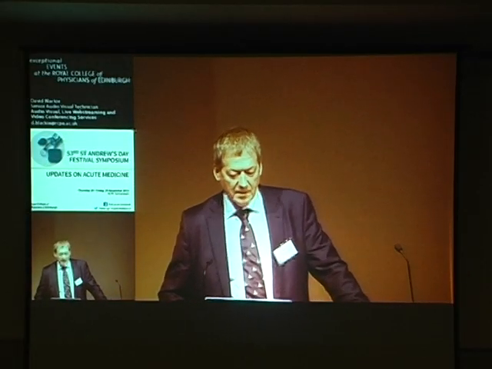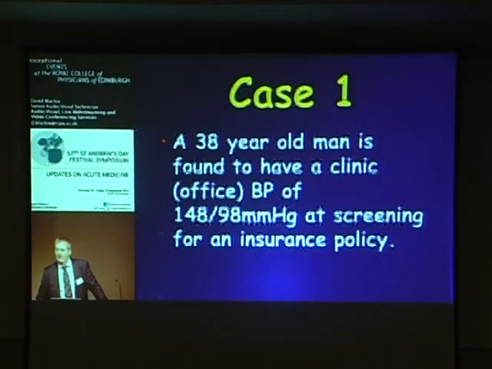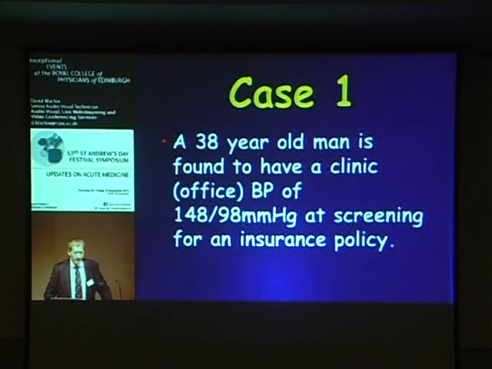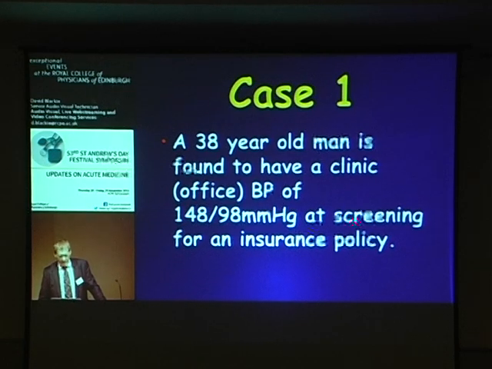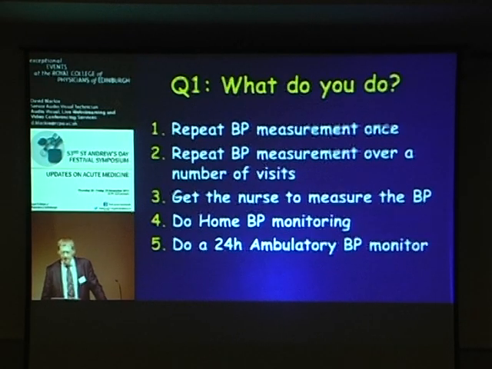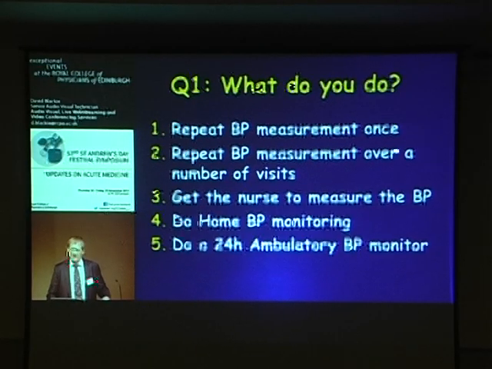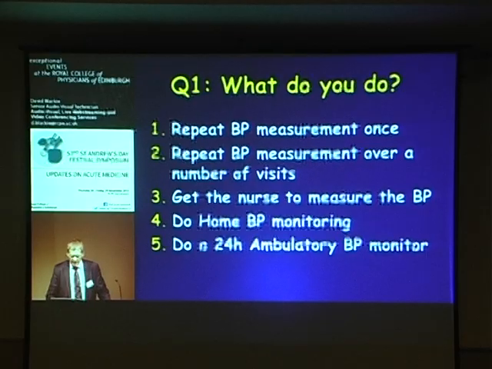I'm actually going to start with the quite mundane. I'll probably move on to the sublime and ridiculous, but I'll start with this mundane. Here's a 38-year-old man who's got an office blood pressure of 148/98 at screening, and he comes along for an insurance medical. So what should you do next then? Should you repeat his blood pressure measurement? Should you repeat it over a number of visits? Should you get the nurse to do it? The nurse always puts the readings. Do you do a home blood pressure? Or do you do ambulatory blood pressure?